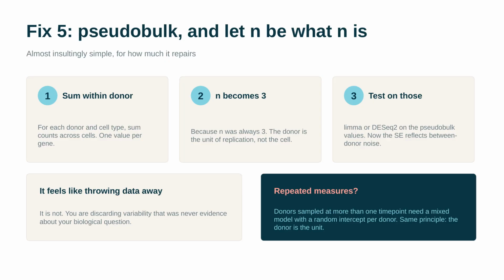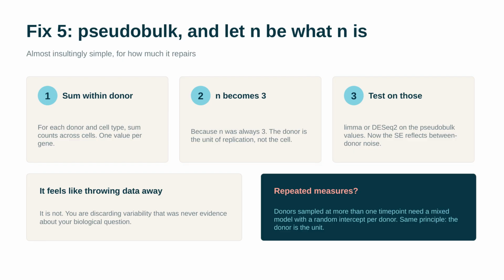The fix is pseudobulk, and it is almost insultingly simple for how much it repairs. For each donor, for each cell type, sum the counts across that donor's cells. 1 donor, 1 number, per gene. You have collapsed 10,000 cells down to a single value, and it feels like you are throwing away almost all your data. You are not. You are throwing away the variability that was never evidence about your question in the first place. What is left, 3 numbers per group, is the actual unit of replication in your experiment, the donor. Now n is 3, because n was always 3.